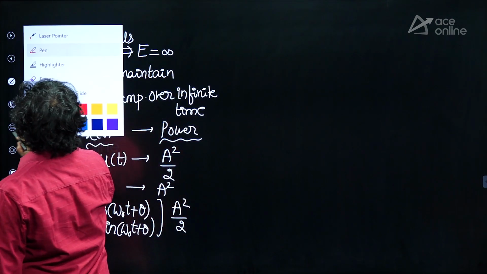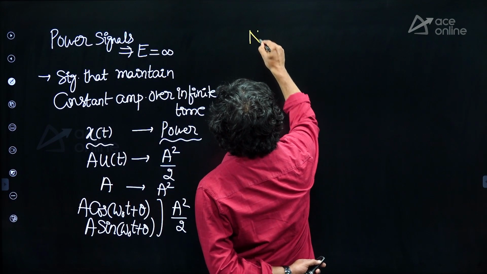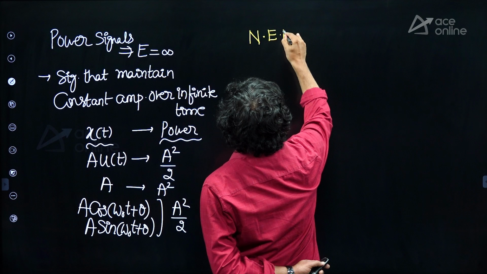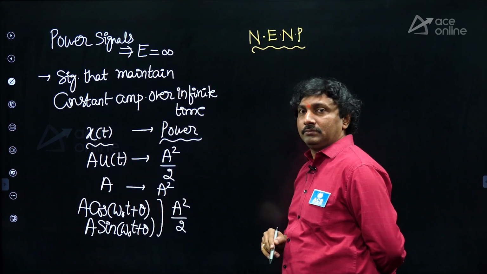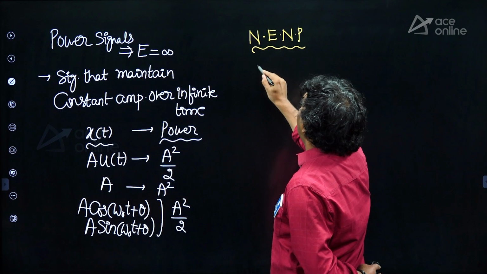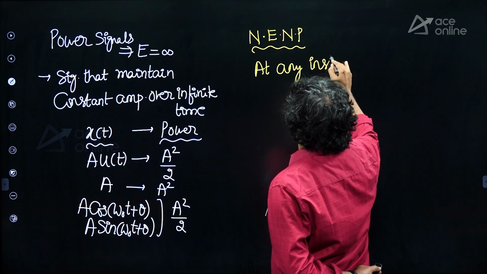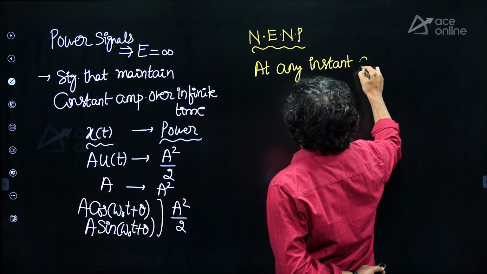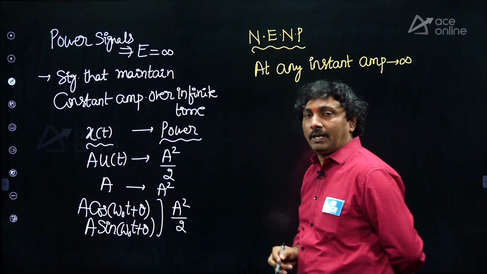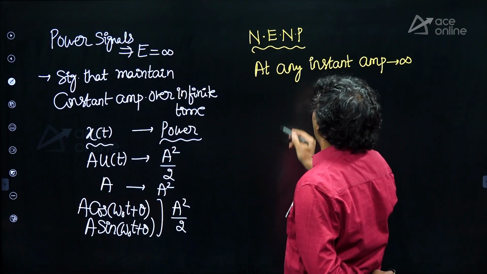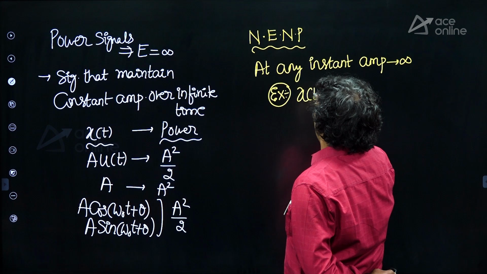When there is a chance for neither nor, NENP, neither energy nor power. At any instant, signal amplitude is tending to infinity. They are considered to be neither energy nor power.